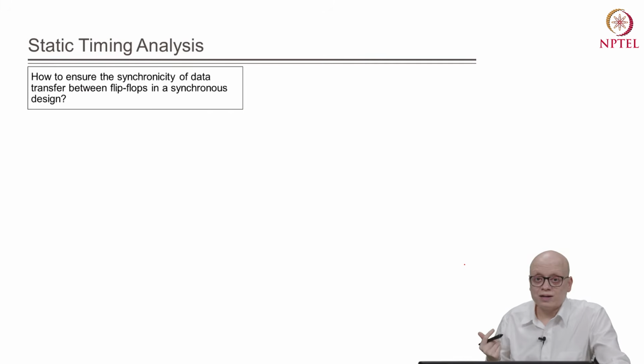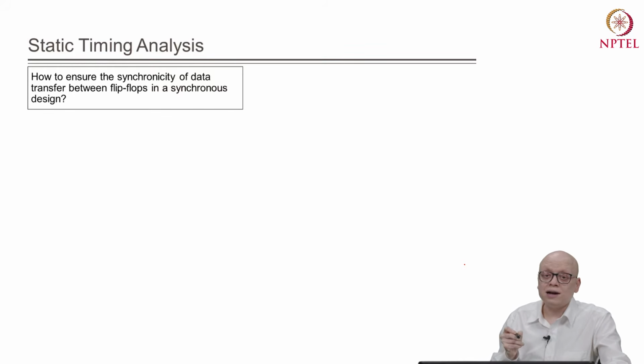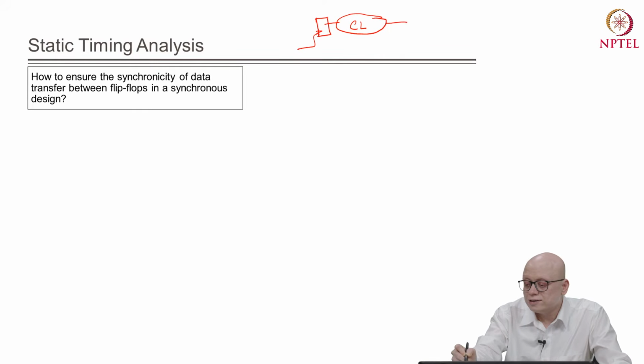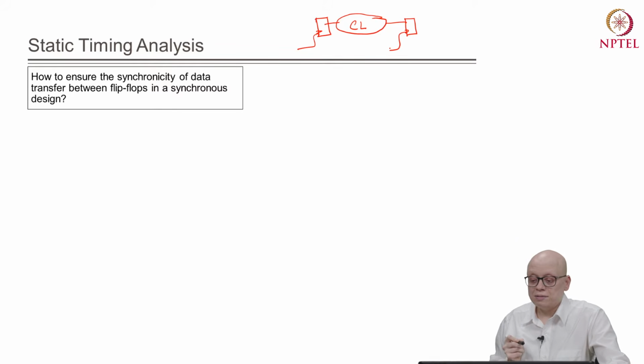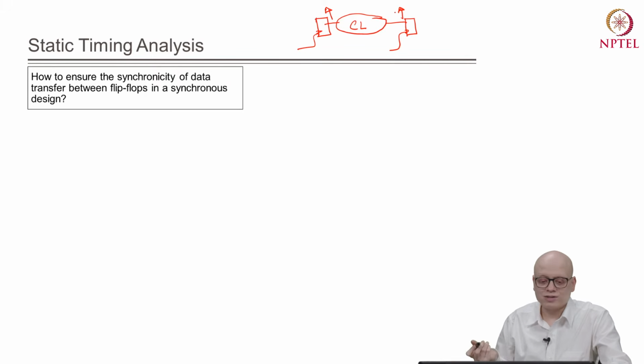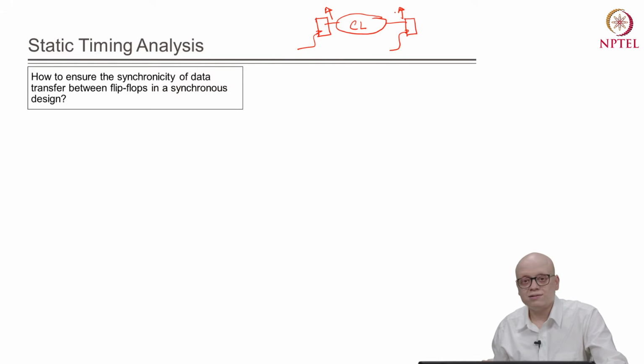Now, in addition to functionality, we also need to worry about the timing of our design. Now, in synchronous design, how do we ensure the data transfer between flip-flops? For example, if we have a flip-flop and then this data goes from this flip-flop through a combinational logic to a sequentially adjacent flip-flop, then ideally in a synchronous circuit, the data that is launched at this launch flip-flop must be captured at this capture flip-flop in the next clock cycle, right. That is what the synchronous behavior is, right.